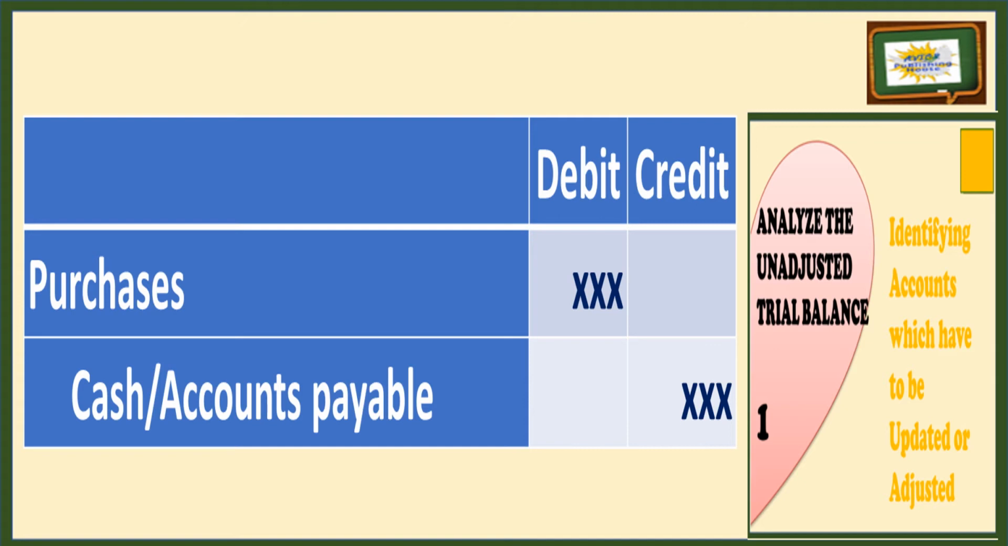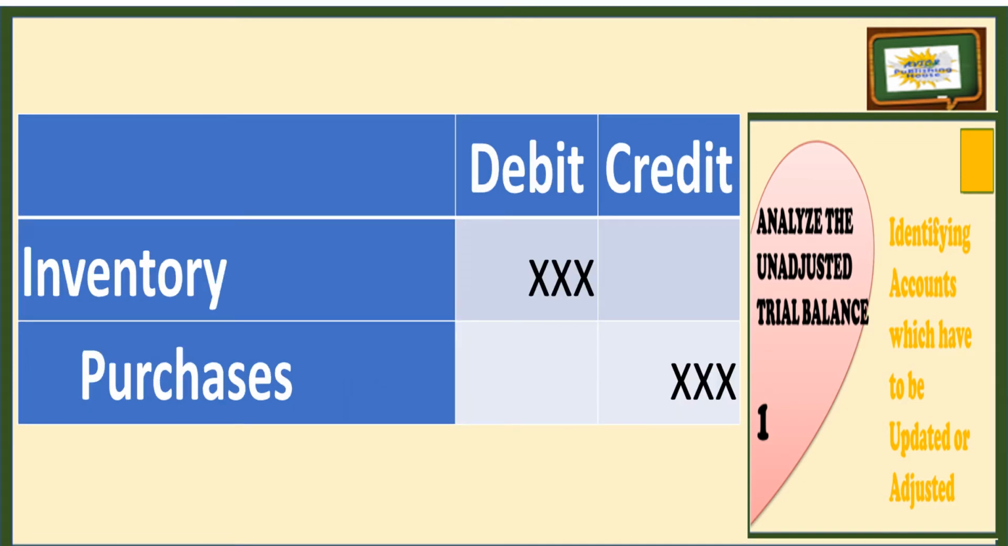The entry to record all the purchases into the inventory record at the end of the period is debit inventory, credit purchases. The next necessary entry will be to record the cost of goods sold, to take this out from the inventory account because you have already entered all the purchases to the purchases account, and then the purchases account is transferred to the inventory account.